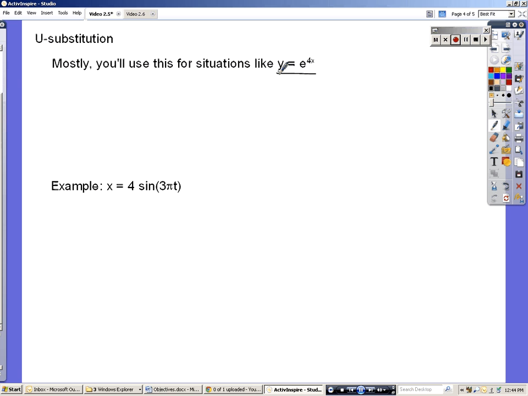y equals e to the 4x. Well, what's the antiderivative, or the integral of that? Well, we know what the integral of e to the x is, so e to the 4x shouldn't be too difficult. Let's start by making a guess. Let's guess that the integral is e to the 4x plus c.